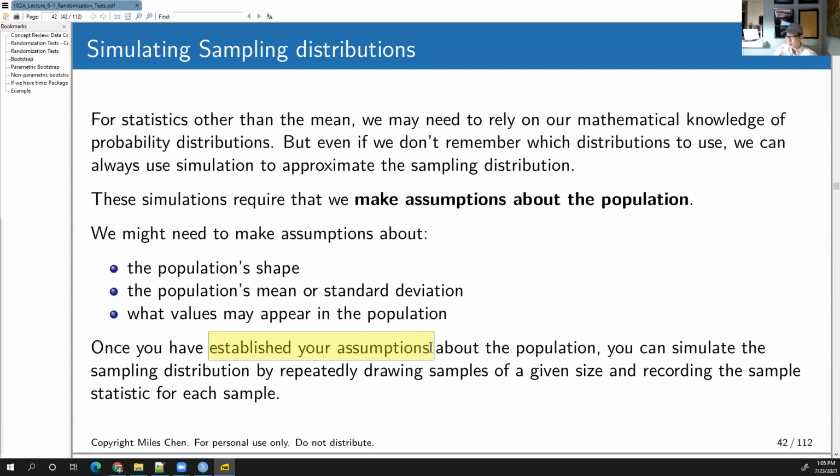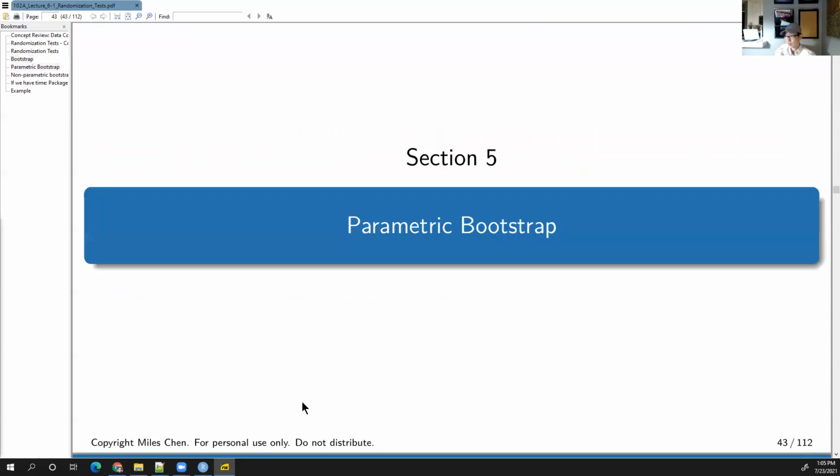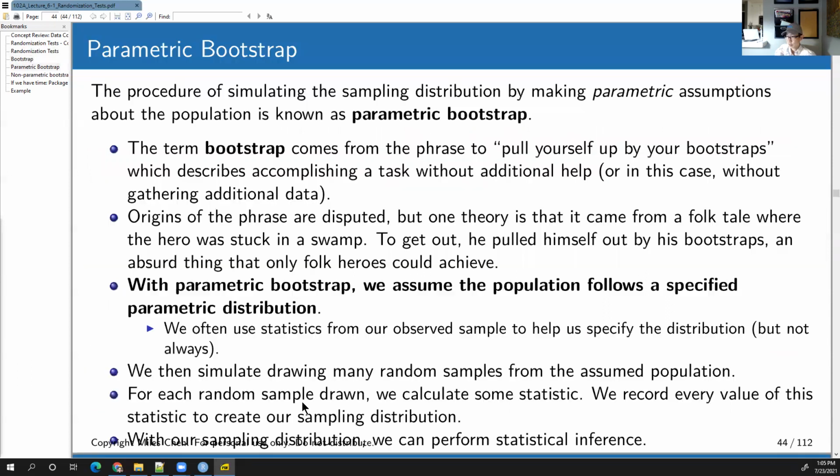And once you've established your assumptions about the population, we just simulate the sampling distribution by repeatedly drawing samples, calculating some statistic, and recording it. So here, let's take a look at parametric bootstrap. Parametric bootstrap is called this because it's going to make parametric assumptions about the population.